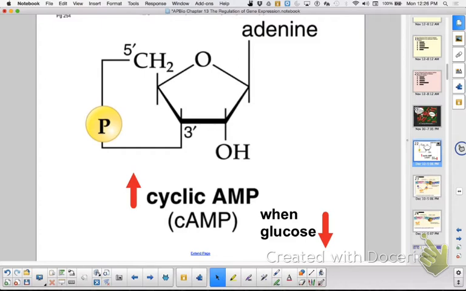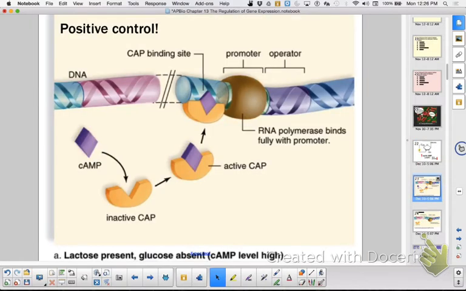And the beauty of that is now you have a chemical that will bind to a transcription factor. CAMP will bind to CAP. CAP will help RNA polymerase bind to the promoter to transcribe lactose digesting enzymes. And in that way, I can have a preference. If glucose gets me more ATP, then if glucose is available, that's where I want to spend all my resources. Those are the enzymes I want to make.